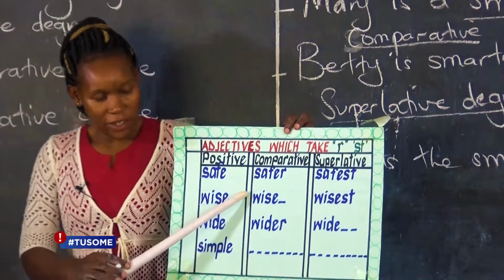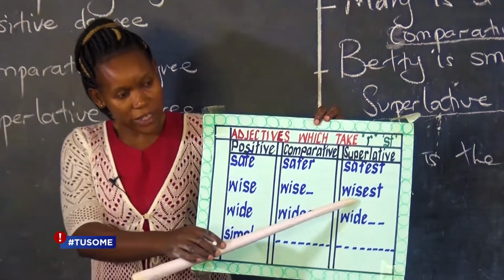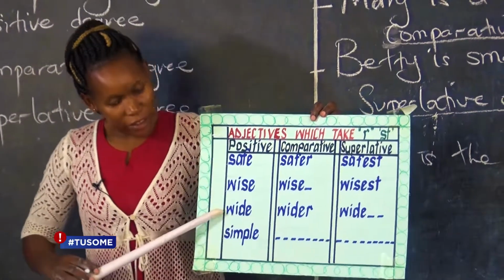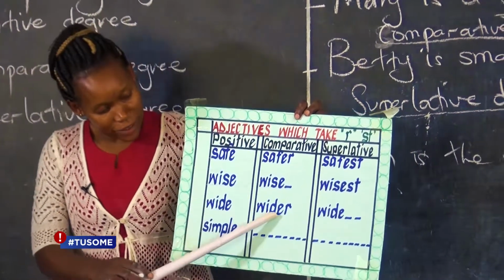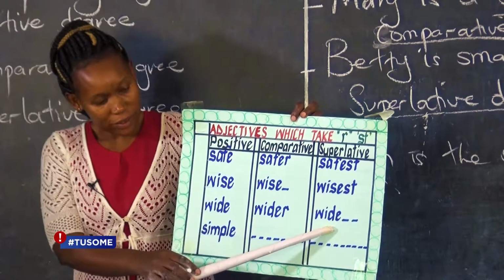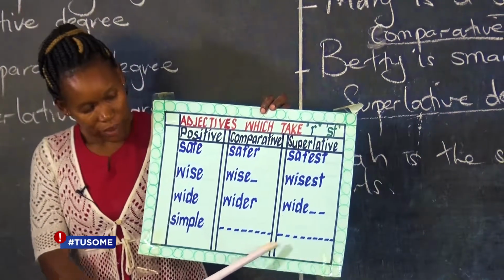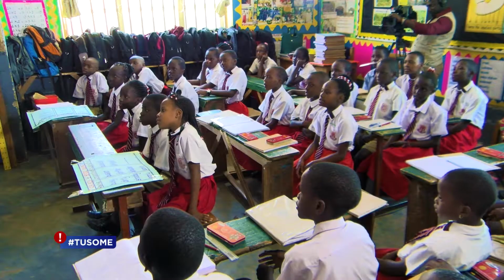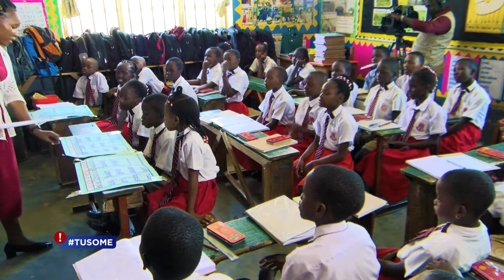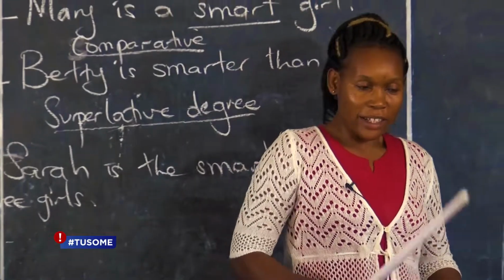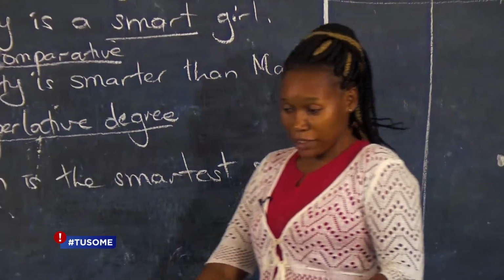Then the next one is? Wise. Wiser. Then the superlative? Wisest. The next? Wide. The next? Wider. Then? Widest. Then? Simple. Next? Simpler. Then? Simplest. Now you are going to give me examples of those regular adjectives which add -er and -st. I've given you the examples.